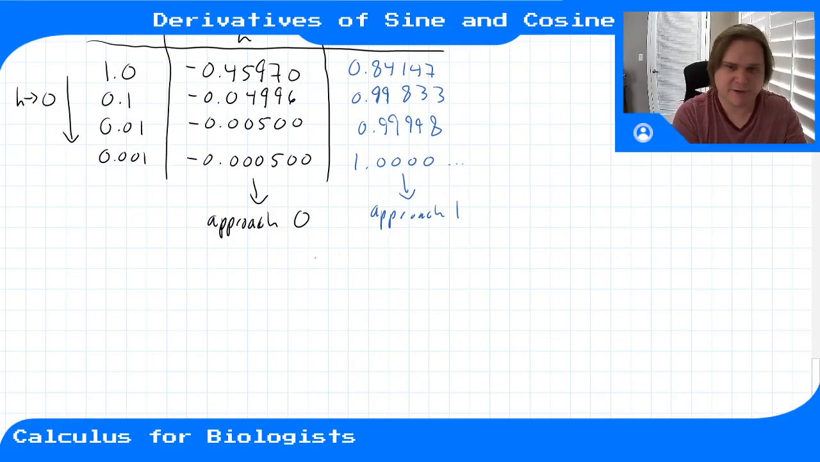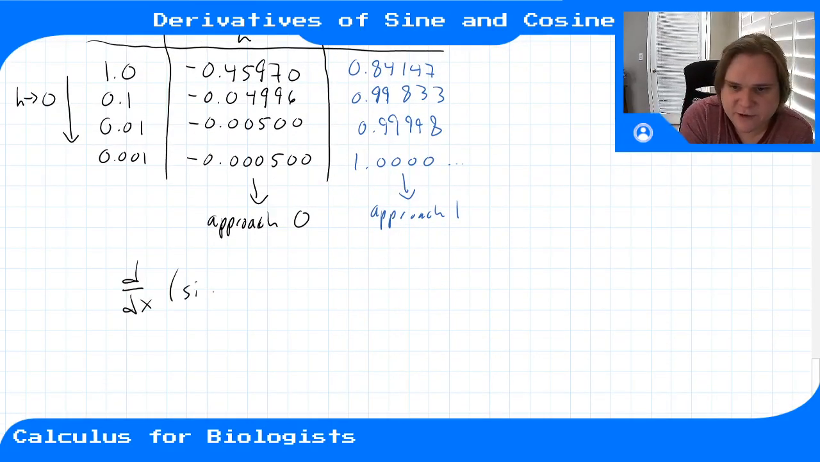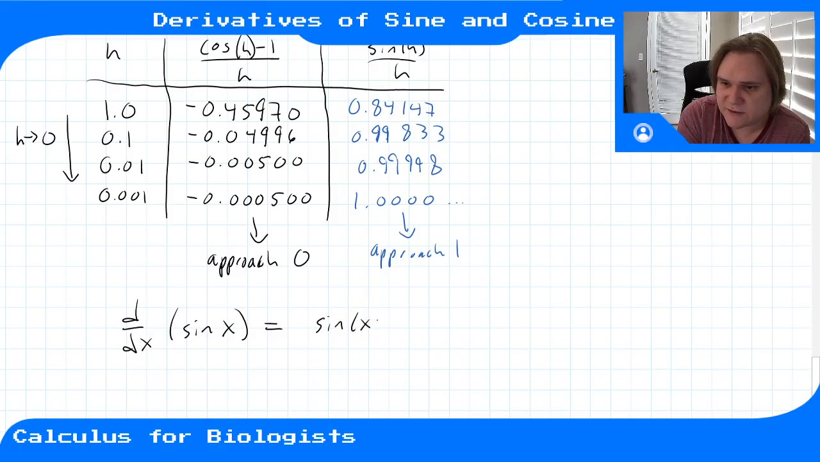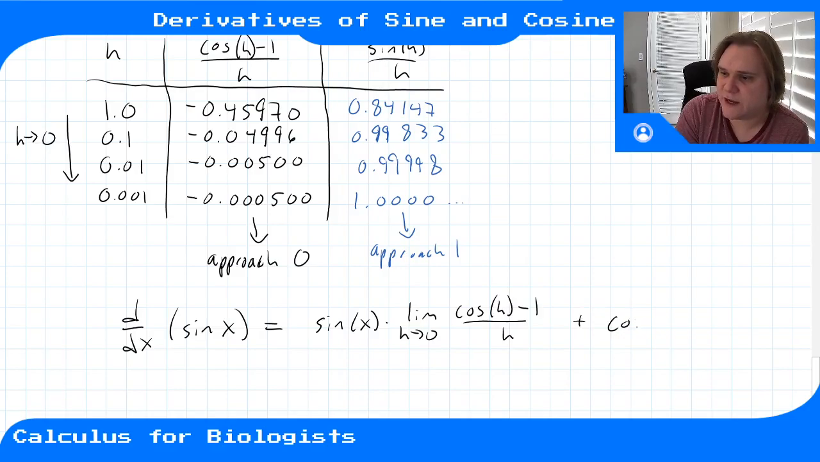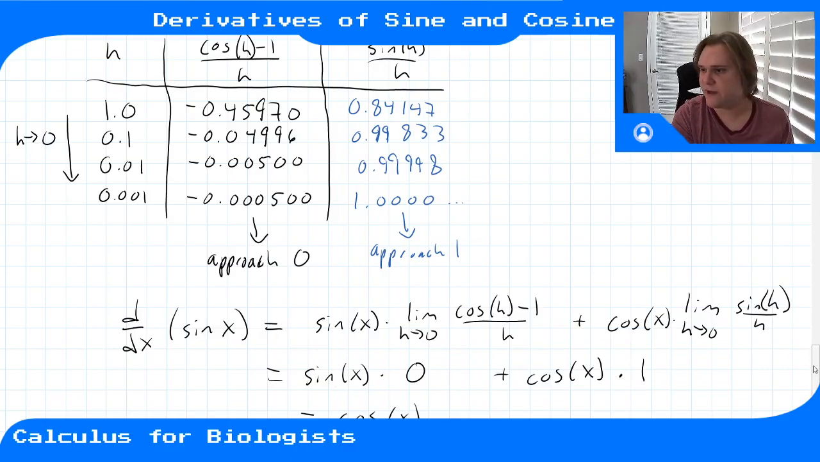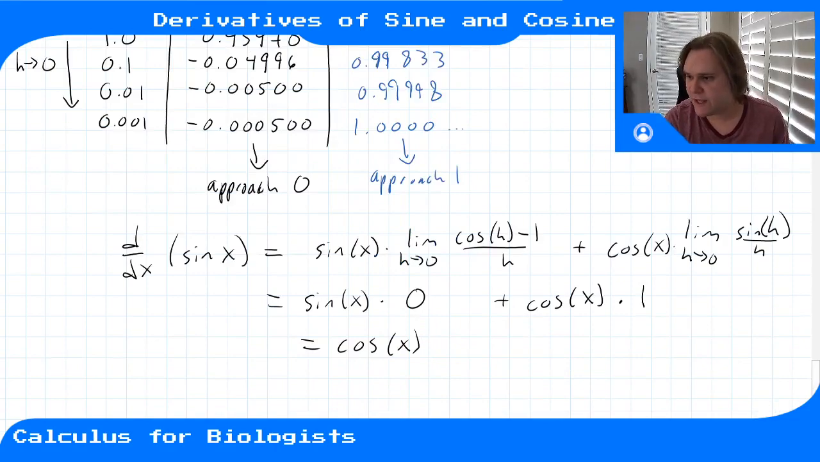So now we have d dx of sine of x. The derivative of sine of x, we said, was equal to sine of x times this limit as h goes to 0 of cosine of h minus 1 over h, plus cosine of x times the limit as h goes to 0 of sine of h over h. And we just said this one approaches 0 and that one approaches 1. So this gives us sine of x times 0 plus cosine of x times 1. And we're left with cosine of x, right? The derivative of sine. Okay? So that's what we had said before.